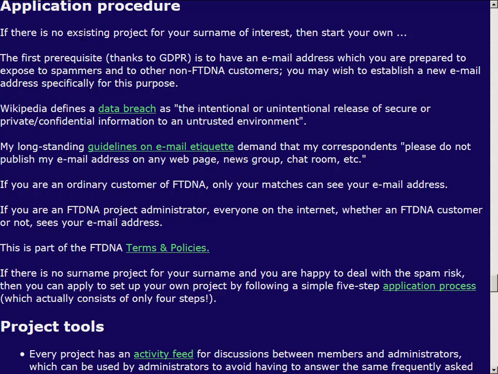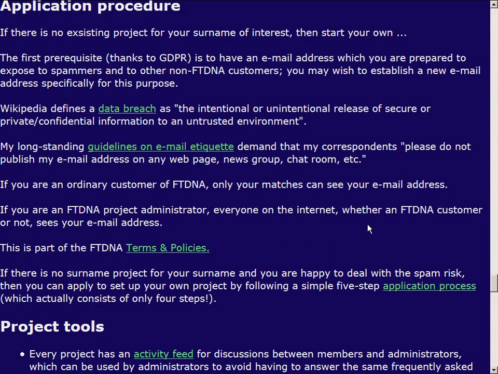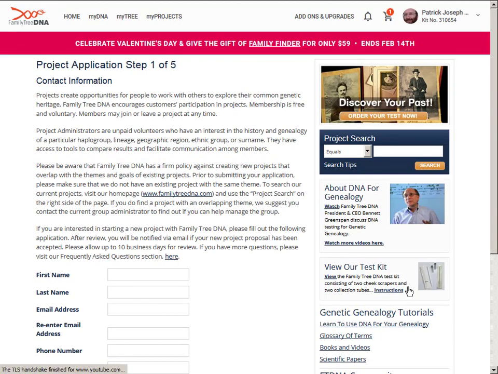I have told people for years, do not put my email address on any web page. Set up a separate email address if you want to do this, and you're just going to have to change it when it starts attracting spam. Then once you have an email address you're willing to have published, you fill in an application form. I'm not going to do it here and now.